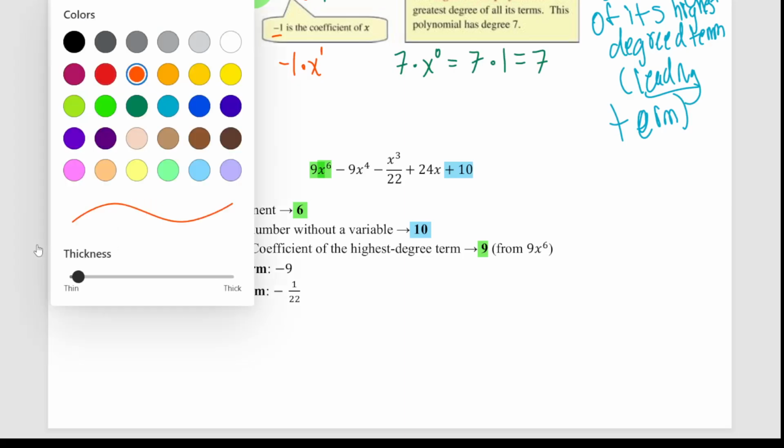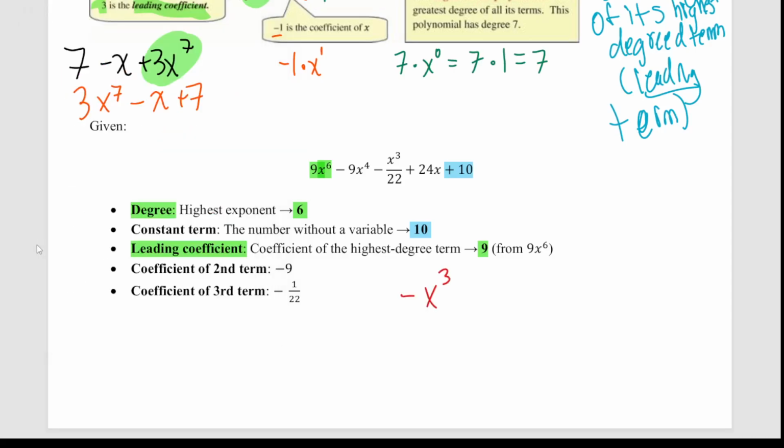Now the one that sometimes throws people off is if you have something like negative x cubed over 22. That's really the same thing as negative 1 times x cubed over 22, which by the associative property of multiplication you could rearrange to be negative 1 over 22 times x cubed, effectively putting parentheses around that division there. Division is the same thing as multiplying by a fraction. So that is why the coefficient on the third term would be negative 1 over 22. So keep in mind that even if an individual term appears to be divided, that really means it's just being multiplied by a fraction.